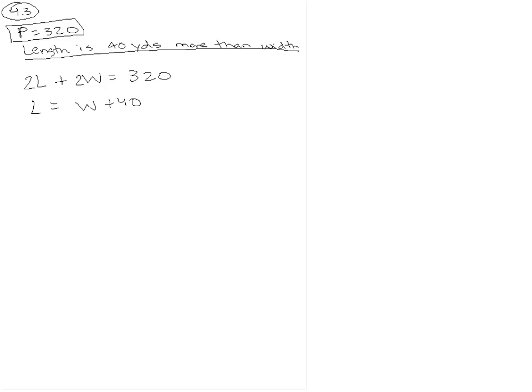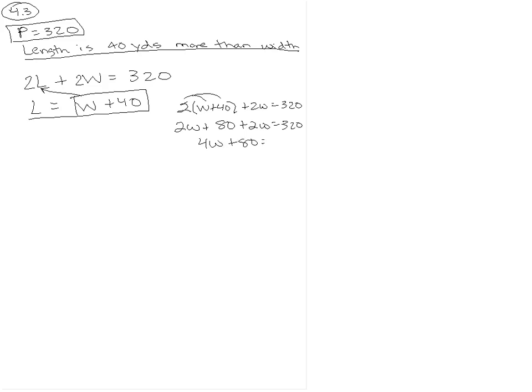Now how are we going to solve this? Do we want to graph it? No. So do we want to use substitution or elimination? Well, this is set up for substitution. Look, L is W plus 40. So we put that in where L is. So we take 2, and instead of L, we have W plus 40 plus 2W equals 320. Distribute: 2W plus 80 plus 2W equals 320. 4W plus 80 equals 320.